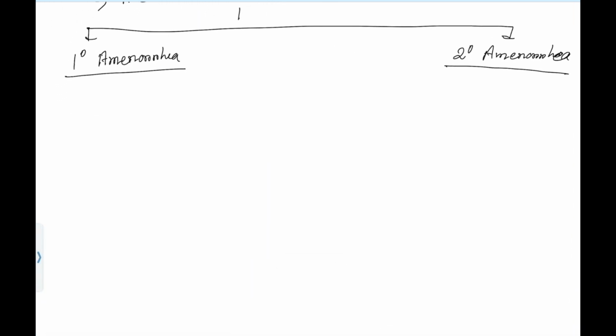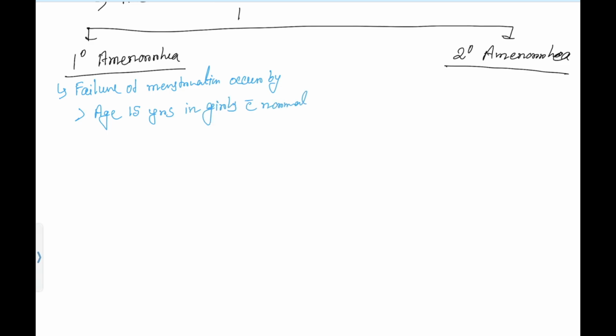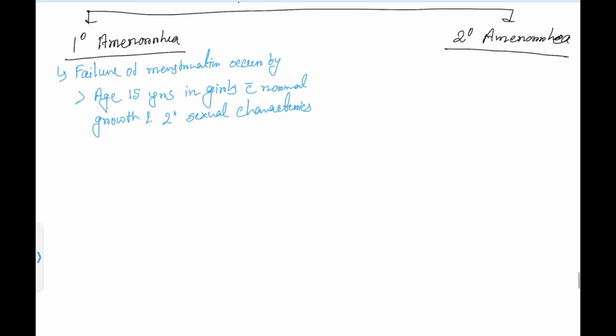Primary amenorrhea means failure of menstruation, which can be of two types. One: age 15 years in girls with normal growth and secondary sexual characteristics. What is the meaning? If a girl is already 15 years old and has normal secondary sexual characteristics, like breast already developed, puberty, thelarche, everything already attained, but still not getting menarche, the first menstruation, then we consider it as primary amenorrhea.